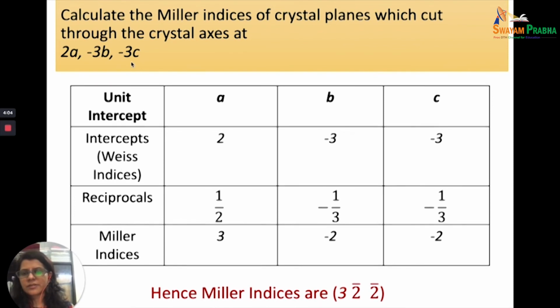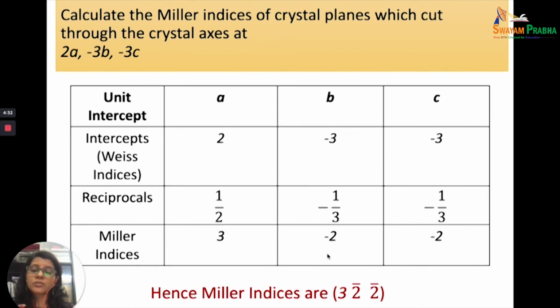This is slightly different. The intercepts are 2A on the x-axis, minus 3B on the y-axis, minus 3C on the z-axis. Again, you follow the same procedure. You write the Weiss indices 2, minus 3, minus 3. You take a reciprocal and get 1 by 2, minus 1 by 3, minus 1 by 3. You convert them into integers. How? You take an LCM. You get 3, minus 2, minus 2.